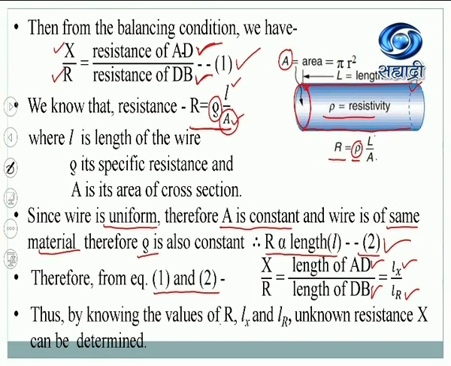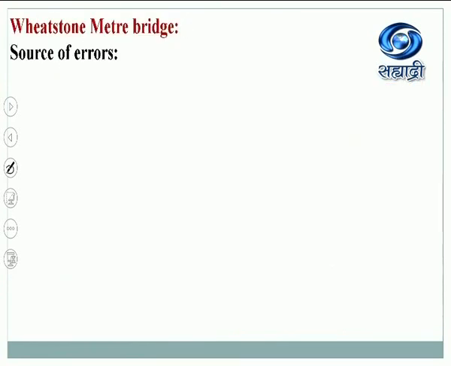Now, R is the resistance from the resistance box, so it is a known resistance. Also, the lengths Lx and Lr can be measured. So with this, the unknown resistance X can be determined. So the Wheatstone meter bridge is also used to determine an unknown resistance. Now, while doing this experiment, certain errors are introduced, because of which the measured resistance may not have the correct value. So what are the sources of errors and how can these errors be minimized, that we shall see now.